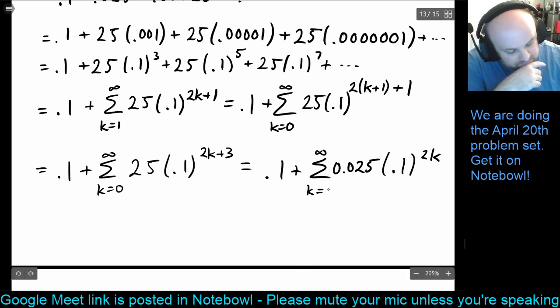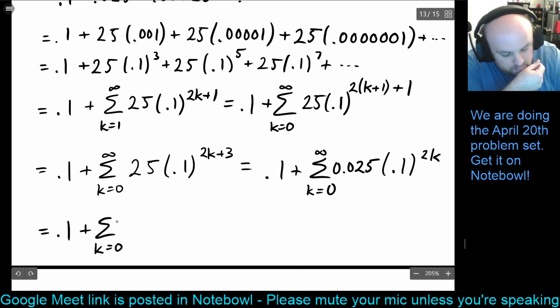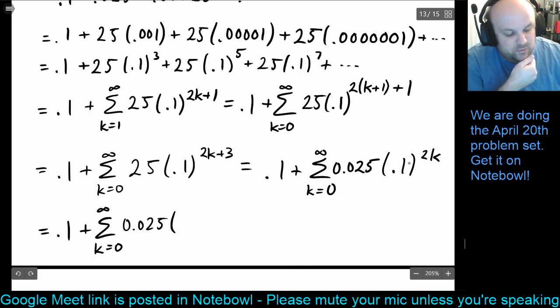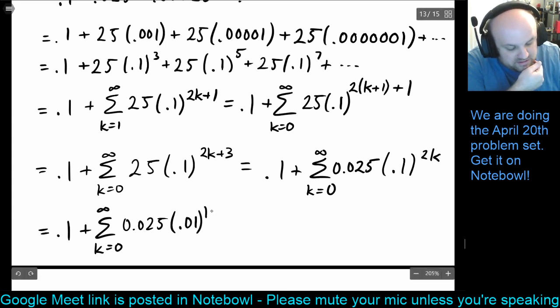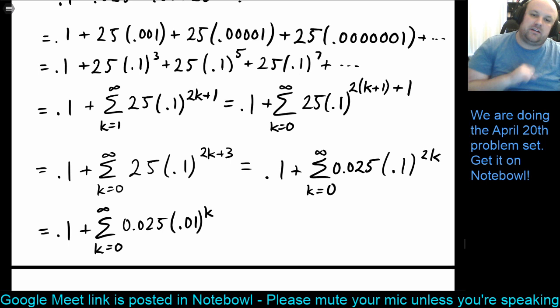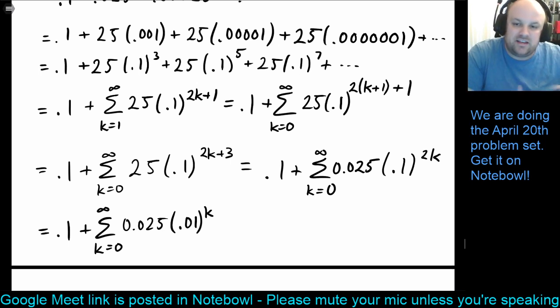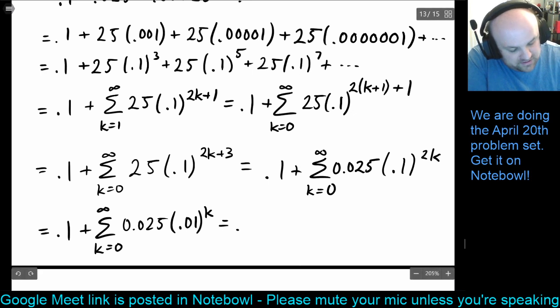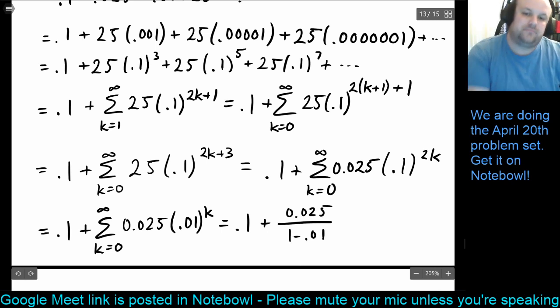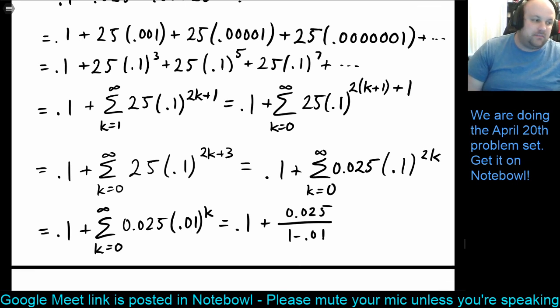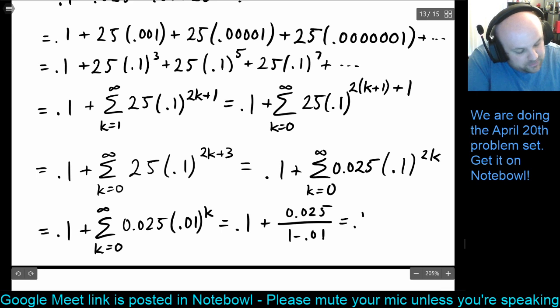To finish this off, this is 0.025, and I need to square the 0.1 in here. So this is 0.01 to the k. I just pull that square inside the parentheses. And now I have my geometric series set up. This is 0.1 plus a over 1 minus r, which is 0.025 over 1 minus 0.01. Now I can get my fraction here. This is 0.1 plus 0.025 over 0.99.